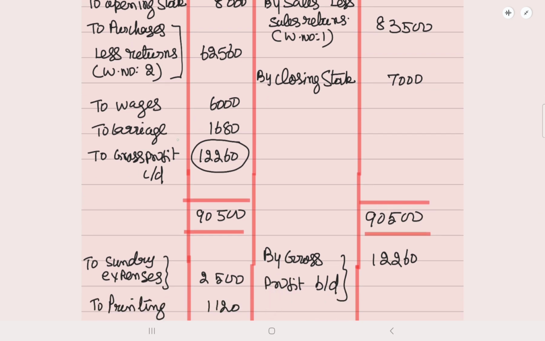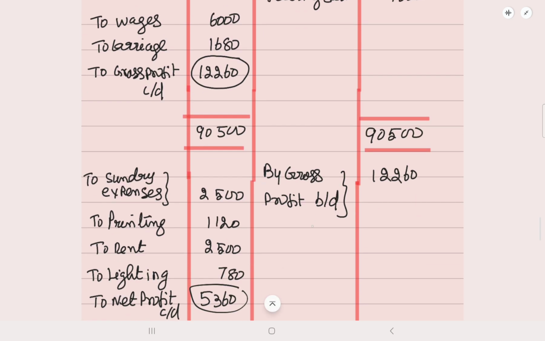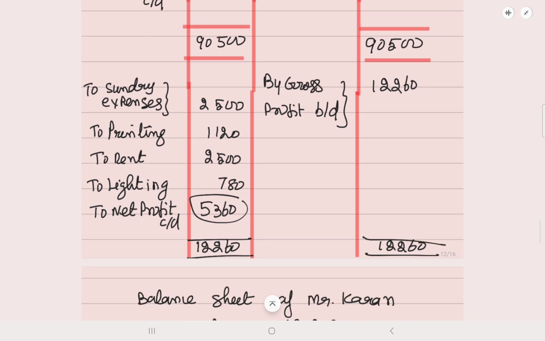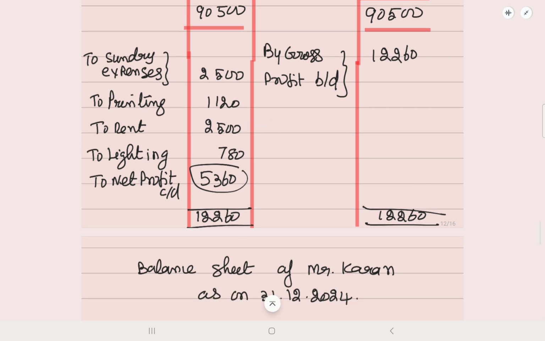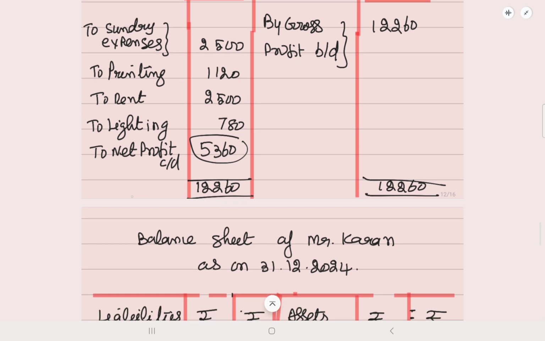Wages is given 6,000, carriage is 1,660. Here closing stock is given. So balancing gross profit 12,260. Then gross profit brought down 12,260. Here expenses are sundry expenses. All expenses on debit side. So 2,500. Printing 1,120. To rent 2,500 given. Lighting 780 is given. Therefore, balancing net profit 5,360.